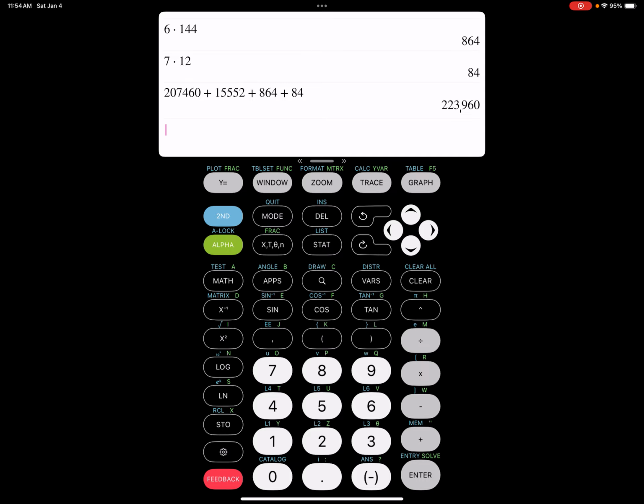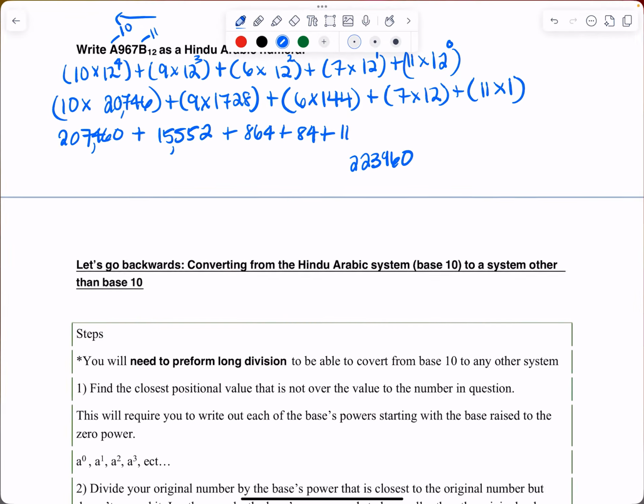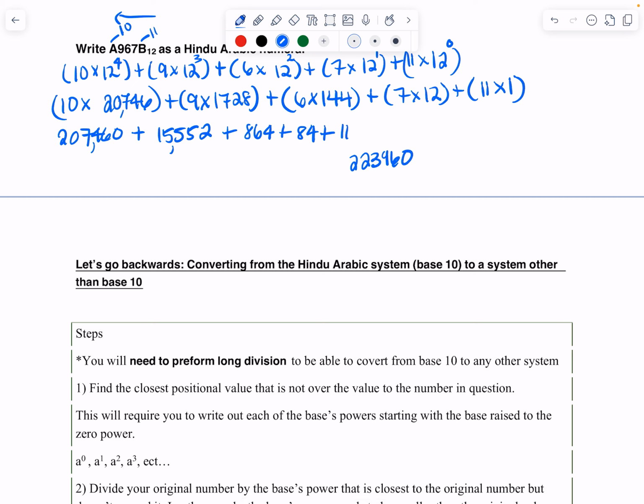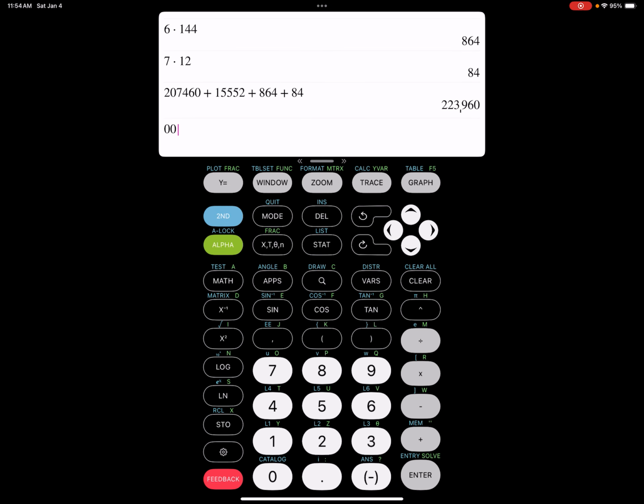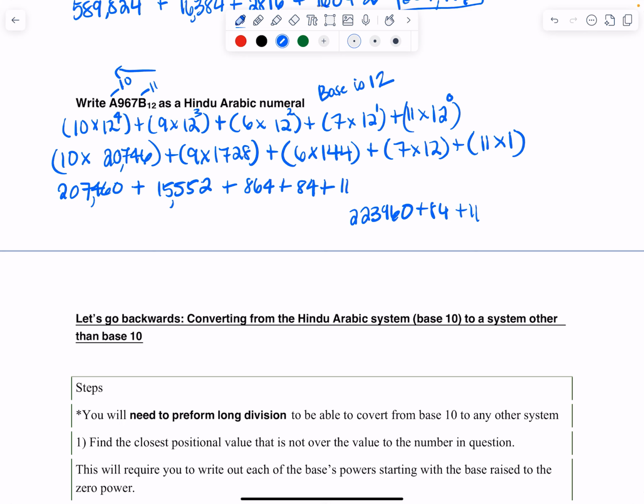We still have to add, though, the last two values. The last two values were 84 and 11. So I need to do that as well. Oh, actually 84 was in there, so we just have to add 11. 223,971. And that's my answer. Okay, so again, all those values that we added up, I just forgot to add 11 to that. And that gives us a final answer here.